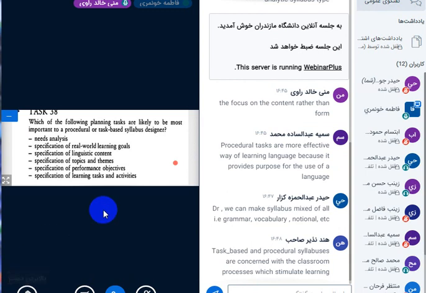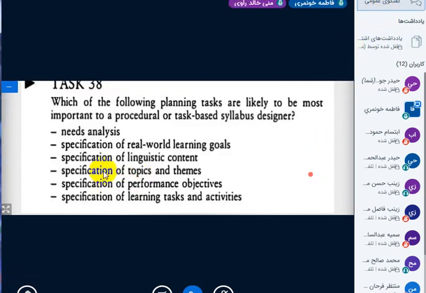Yes, doctor. Go ahead, please. Which one would be the first to do? Yes, doctor, I think the first is specification of real-world learning goals, since we focus on communicative approaches as we teach. Yes, good. What about the second? Can we say specification of performance objectives, since there is a relationship between goals and performance objectives, how to achieve our goals in communication. Very good, yes.